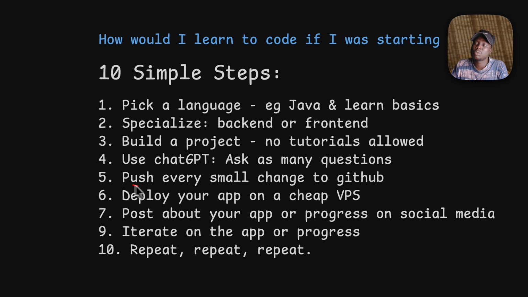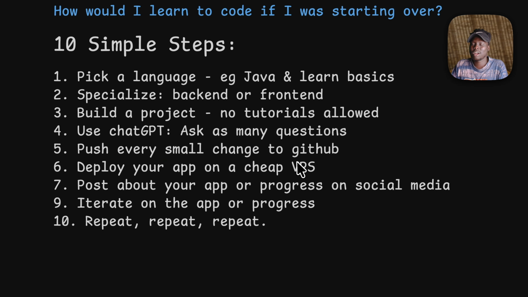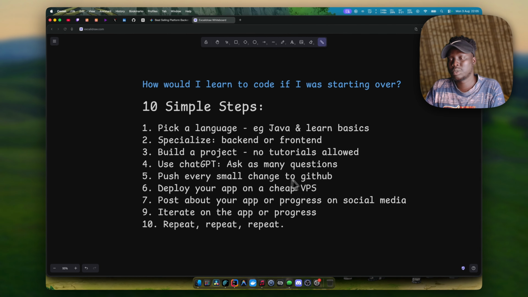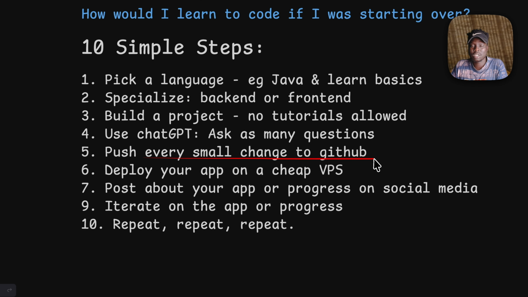So push every small change to GitHub. Don't wait to have a whole application ready before you push it to GitHub. Be it changing a variable name. Okay, that's too extreme. But let's say you create a simple feature, like you added a post endpoint to your to-do app, push that code.